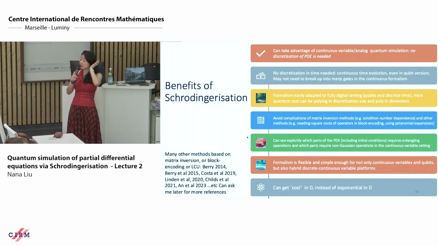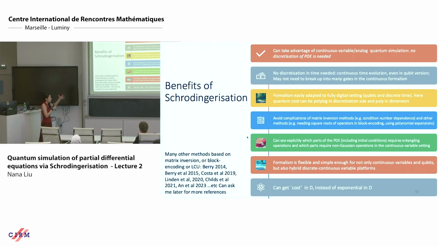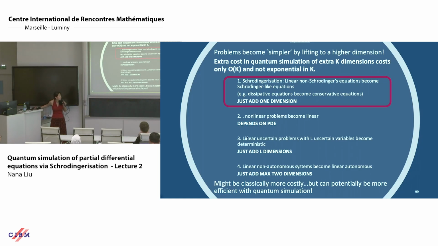Something Anishka discussed yesterday, I think. You will see dependence on things like condition numbers and so on, which we don't have here. And as I mentioned before, we can see explicitly which parts of the PDE require entangling operations and which parts require non-Gaussianity, and so on. And the cost here is polynomial in D instead of exponential in D, if you compare it to finite difference methods and these types of methods.